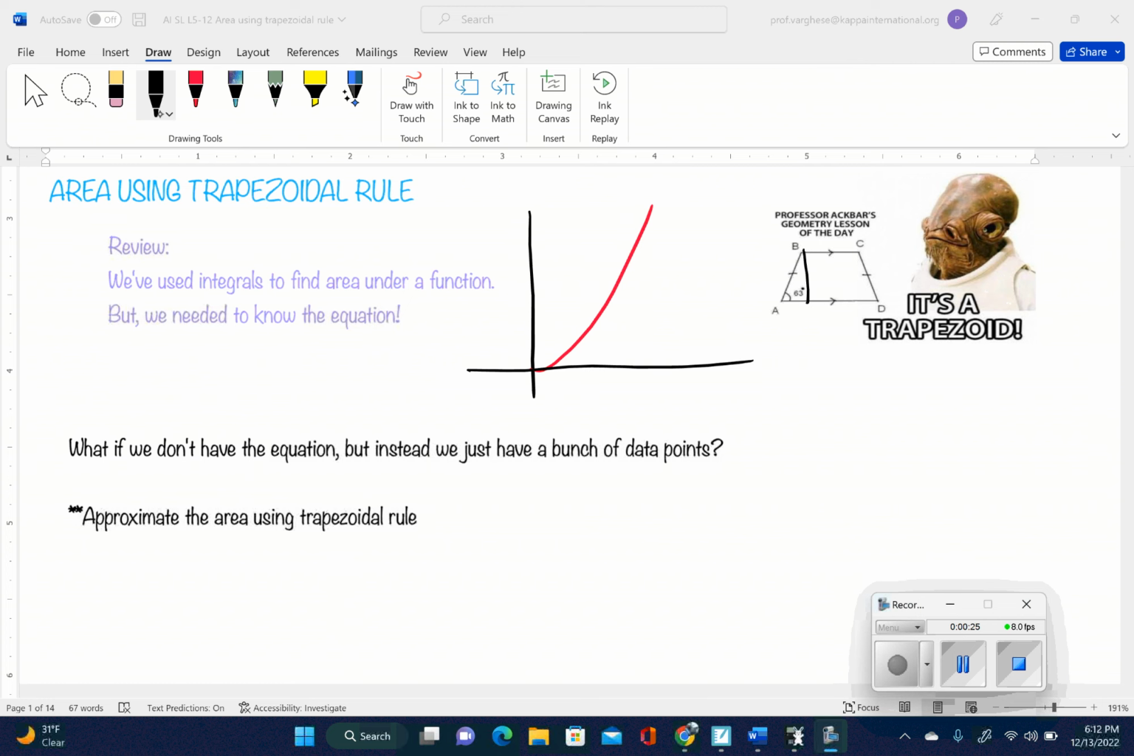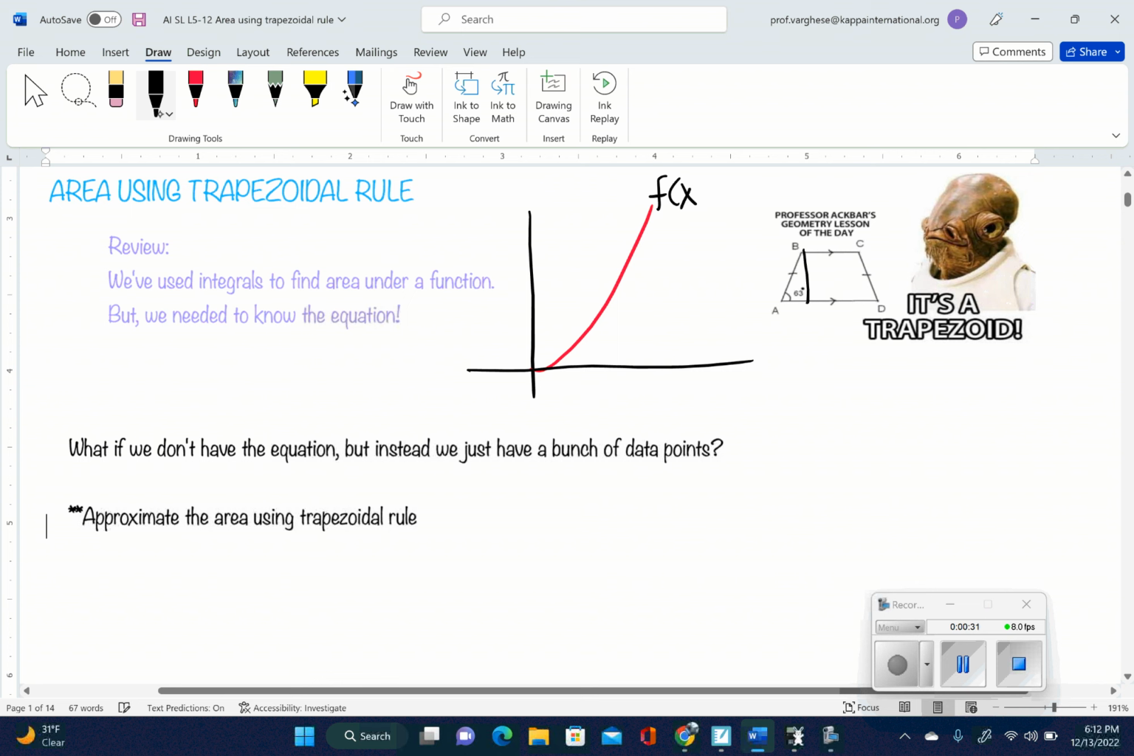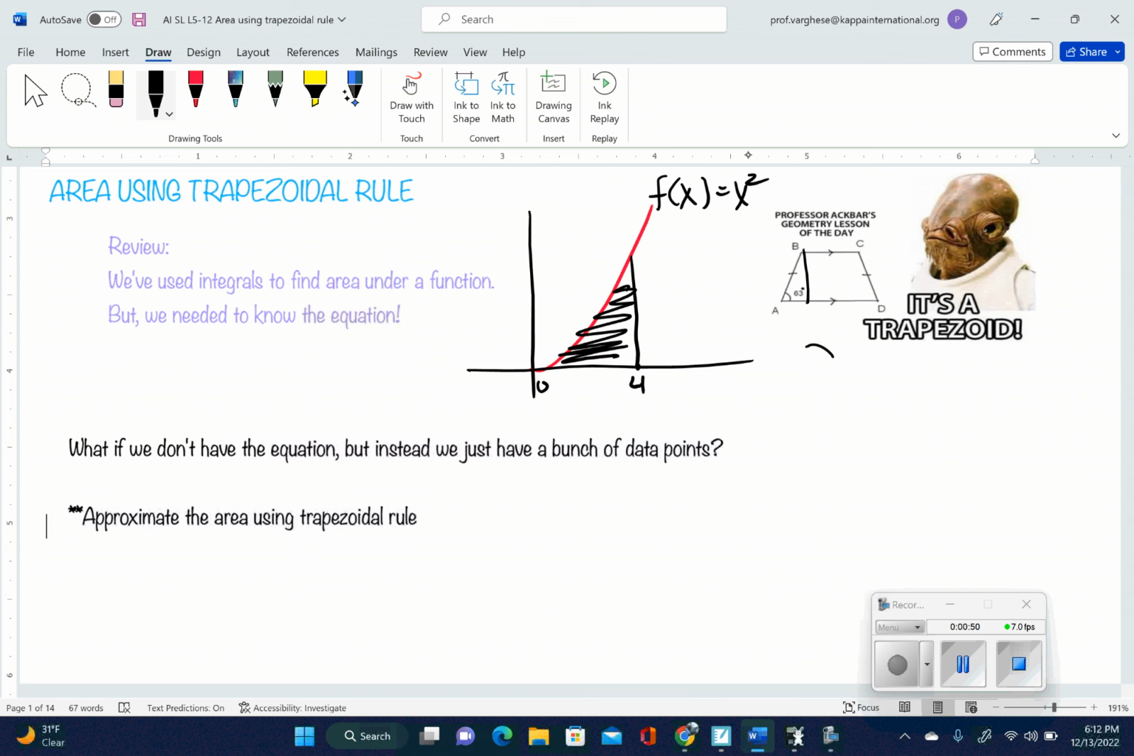So let's just say we have a function, something like this, right? And I tell you that this function is f of x equals x squared. And I ask you to find the area. I think we've done this so much. If I ask you to find the area under this curve from 0 to 4, we know that to find the area, we use, yes, integration.